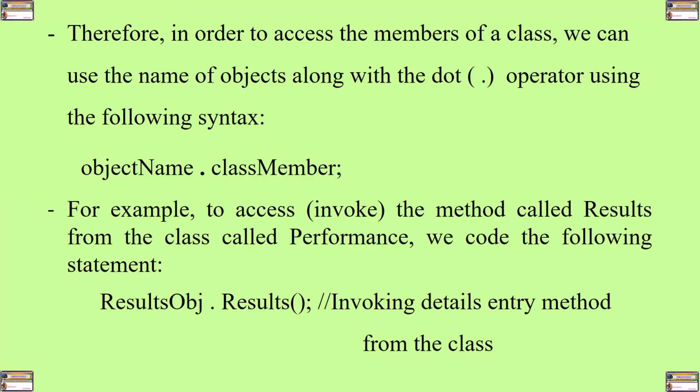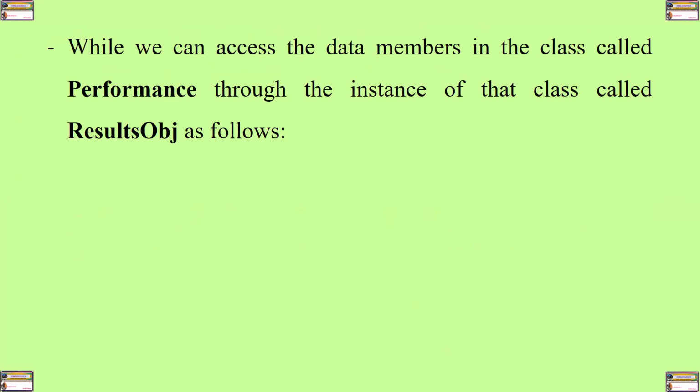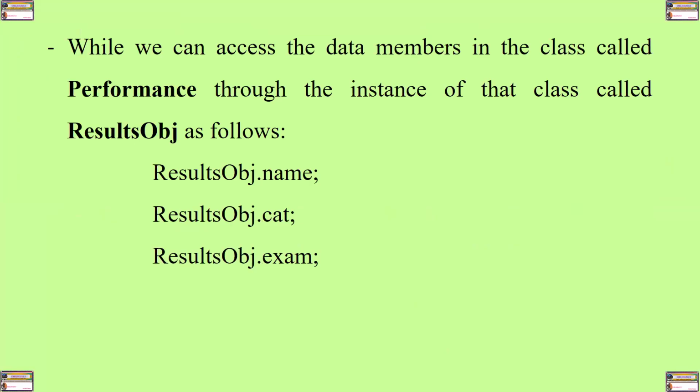For example, to access or invoke the method called results from the class called performance, we code the following statement. Results object, which is the object for manipulating the content of the class called performance. So results object dot the method results. So this statement is invoking the results method from the class. While we can access the data members in the class called performance through the instance of that class called results object as follows. Results object dot name, results object dot cat, results object dot exam.